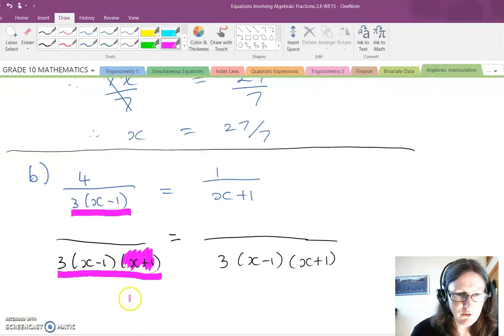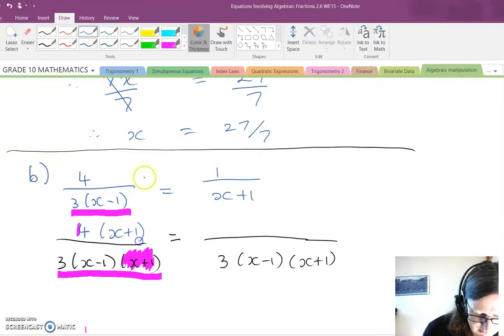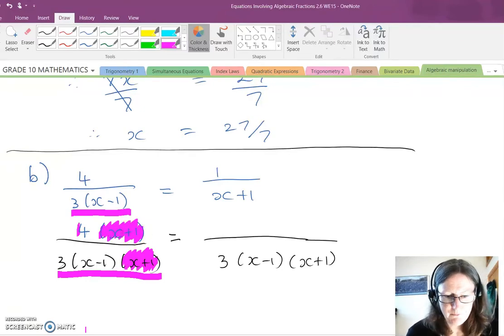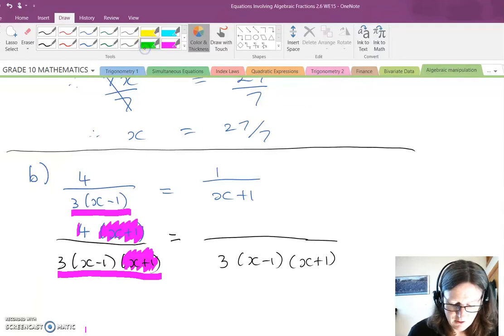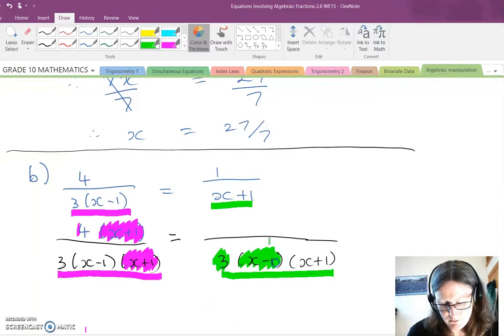So what you need to do on the top, you need to also make sure that you add an x plus 1. So whatever I've added to the bottom here, I've added to the top. Let's look at our right-hand side. What is on the bottom here that was not above? Well, there's now a 3, and there's now an x minus 1.